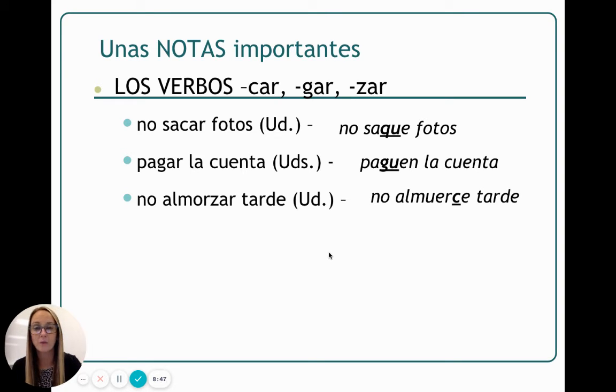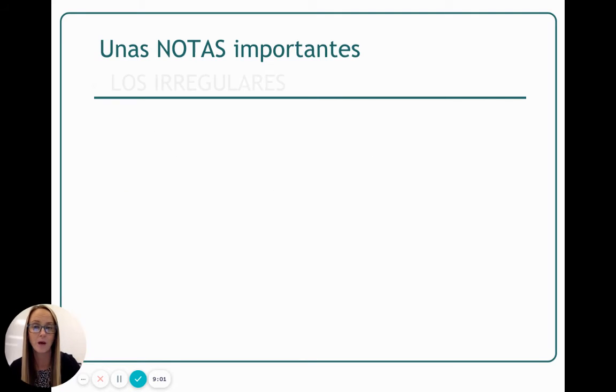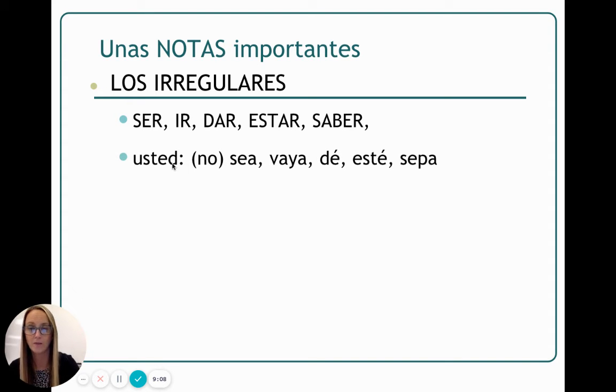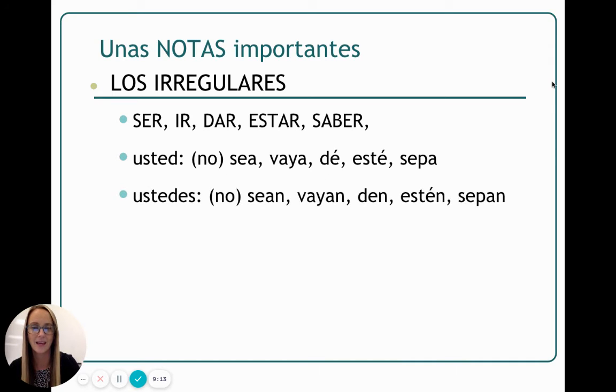So those same 5 irregulars that we learned with the negative commands are going to apply. Remember, no vayas, no des, no estés, no sepas, and no seas. Well, the same forms come in here, but now we have multiple forms because we have the usted and the ustedes. So for instance, for usted, we have sea, vaya, dé, esté, and sepa. And for ustedes, we have sean, vayan, den, estén, and sepan.